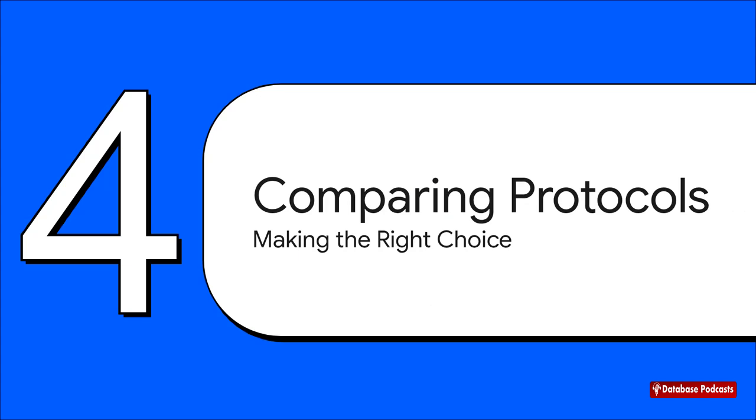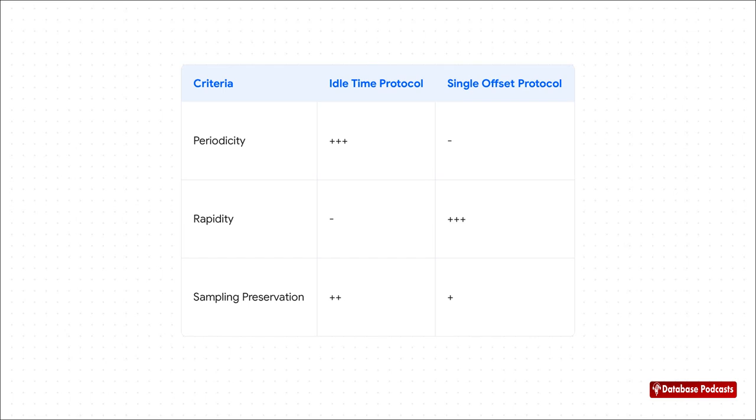So, keeping those trade-offs in mind, let's put our two protocols head-to-head and see how they really stack up. This table really tells the whole story. You can see right away the idle time protocol is the absolute champion of periodicity. It keeps the system's rhythm perfect. But the price it pays? It's slow. The single offset protocol is the mirror image. It's crazy fast, but it puts that stable rhythm at risk. You just can't get the best of both worlds.